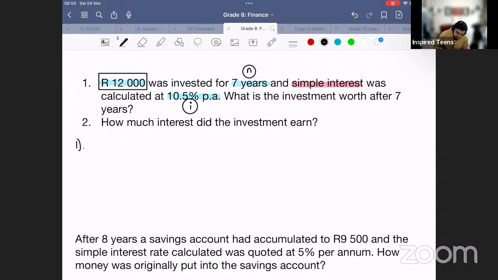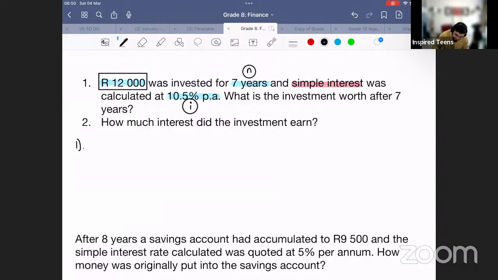They say that 12,000 Rand was invested. They didn't say that 12,000 Rand grew to 15,000 Rand after it was invested for 7 years. Or they might say that after 7 years, an investment grew to 27,000 Rand. That's different. That's saying after those 7 years, it grew to that amount in interest.